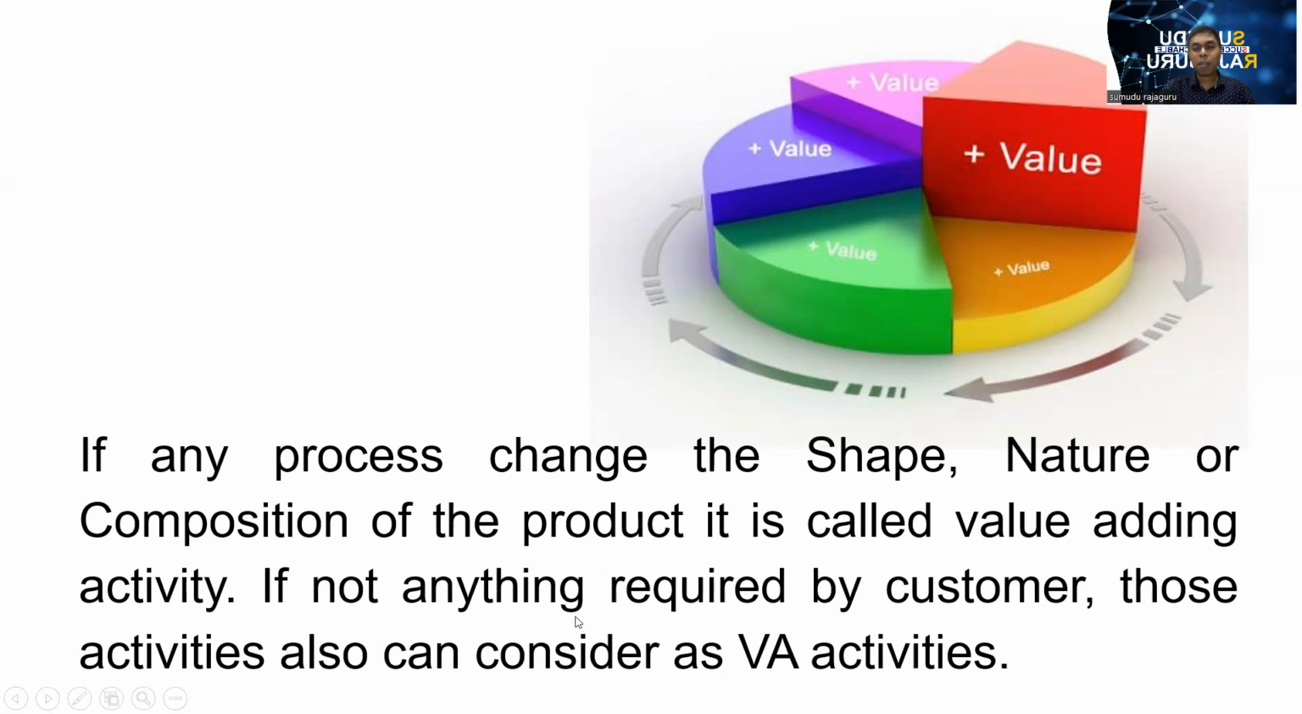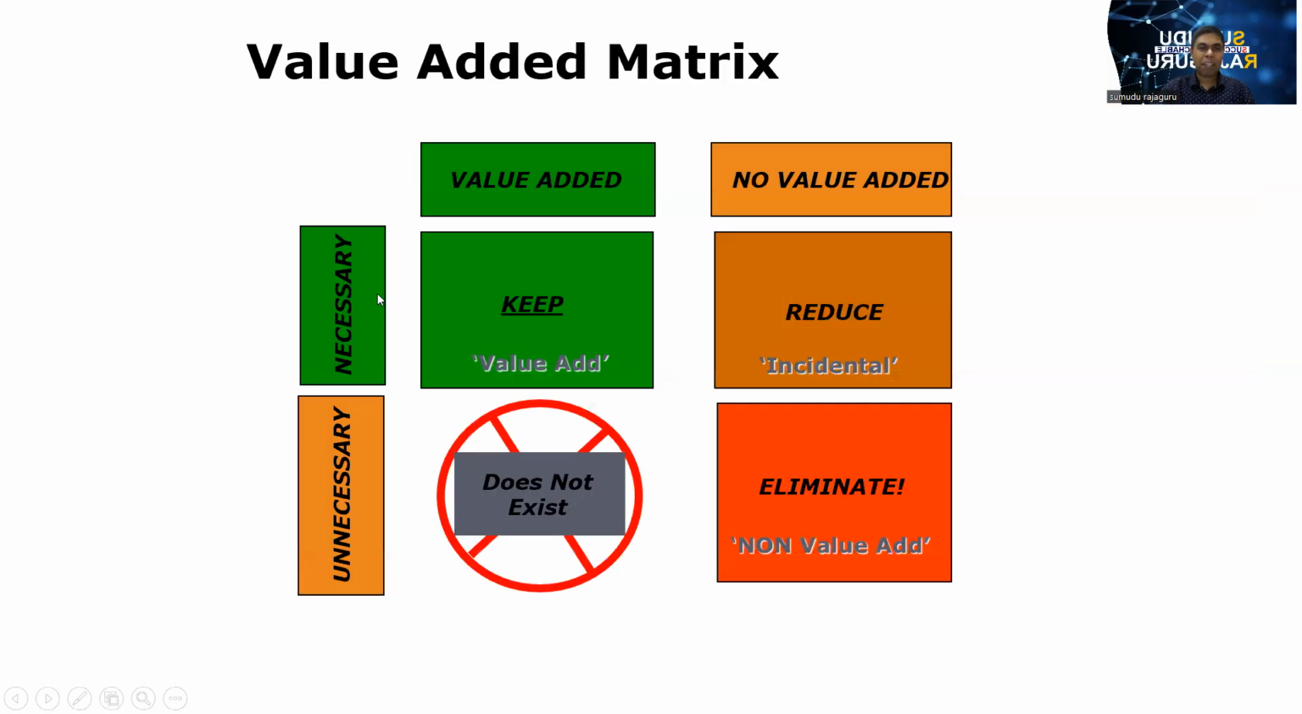So based on this definition, we have to analyze our organization's processes. Then we can understand what is value-adding and what is non-value-adding. When we identify them, we have to keep in mind that sometimes non-value-adding activities can't be totally eliminated. Those kinds of activities we call non-value-adding but necessary. So this is the value-adding matrix, and we have to take decisions based on this matrix.